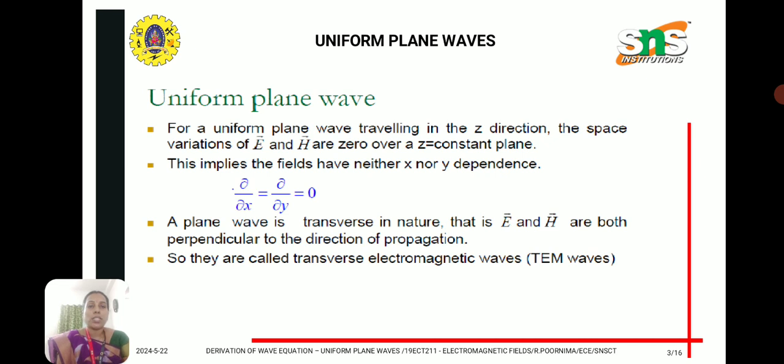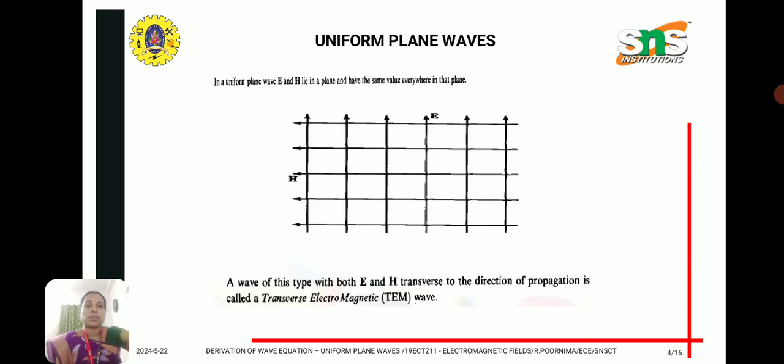So this implies the fields have neither x nor y dependence, so ∂/∂x and ∂/∂y are zero. This uniform plane wave is transverse in nature, that is, E and H are both perpendicular to the direction of propagation. So they are called transverse electromagnetic waves or TEM waves.